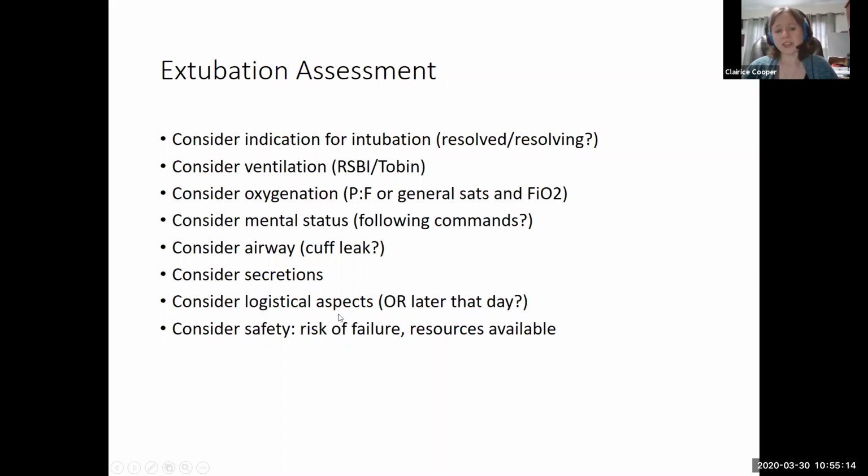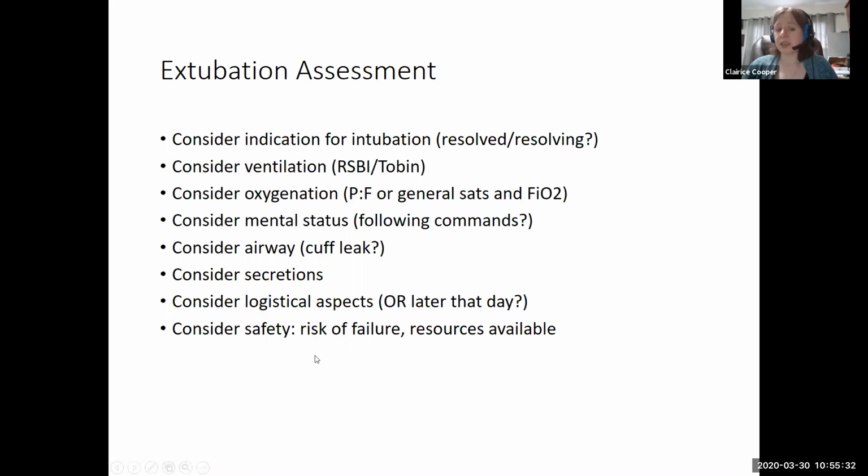We want to think about logistical aspects. While we don't keep people intubated because they might go to the OR with ortho tomorrow, if they're scheduled for a case later in the day or first thing in the morning, well, it would be pretty silly to remove the tube just to have it go back in. So you want to think about that.